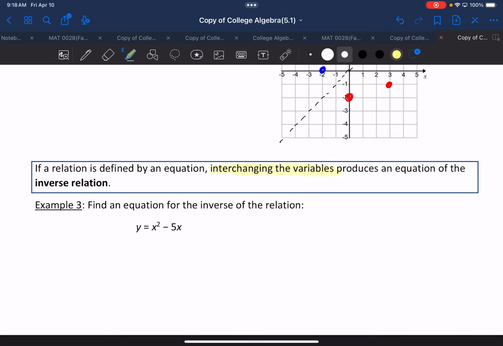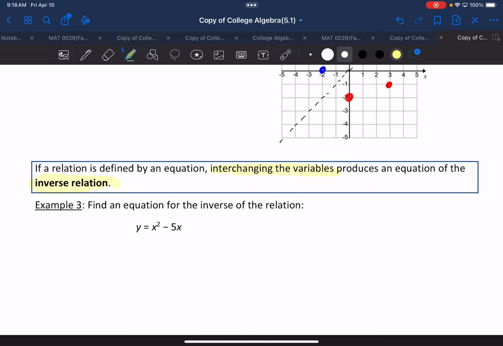That means in this example, I have a y and two x's in that equation. So I'm just going to replace the y with x, and I'm going to replace the x's with y's. So really the same thing I did with the ordered pairs, except now I'm just interchanging the variables here. Okay? And this will produce an inverse relation.